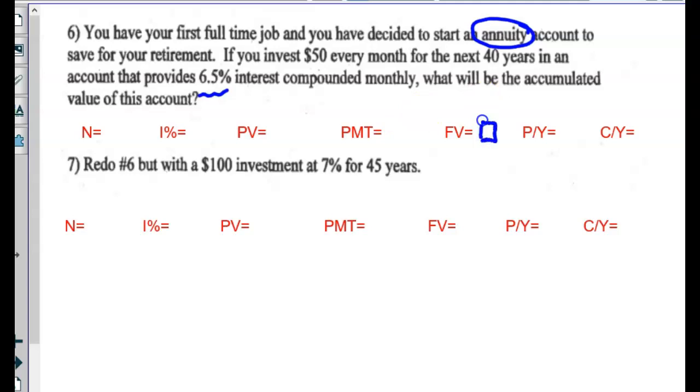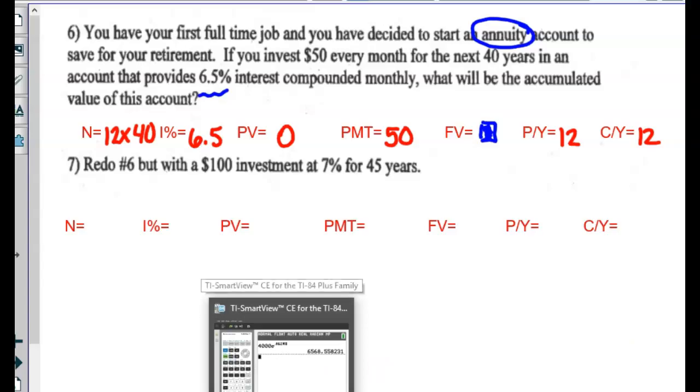I usually call this future value. Yeah, you could say final value. It's kind of the same difference, but what is N? How many times are we going to put money in? Every month for 40 years, so 12 times 40. I is 6.5, and remember we don't move the decimal over. Present value is 0. We are going to add payments, though, of $50 every month for 40 years. And it is monthly, so we're doing 12 and 12 back there.